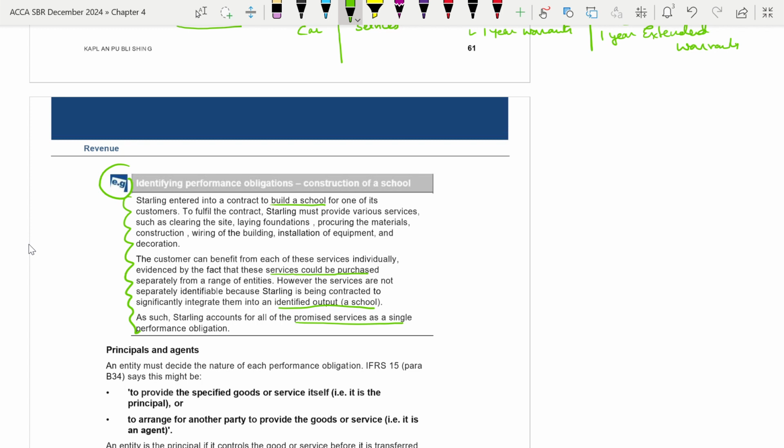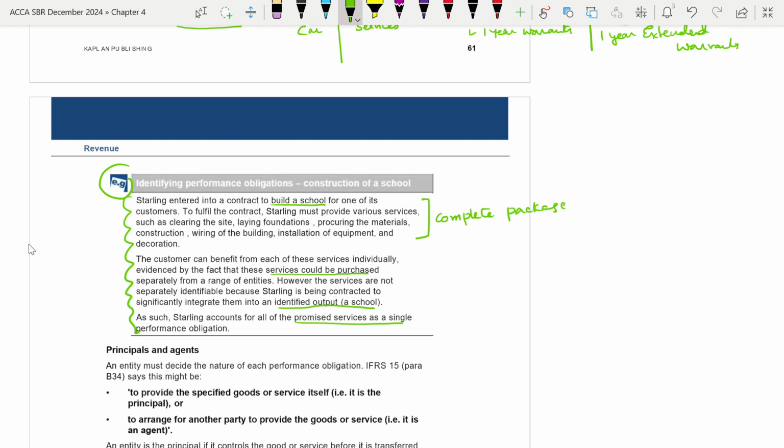What they are saying is that they are planning to build a school. Building a school is not only one activity. To completely build the school, you should provide other services. Clearing, laying the foundation, materials, construction, installation of equipment and interior decoration. When we are doing these things, it is a complete package.